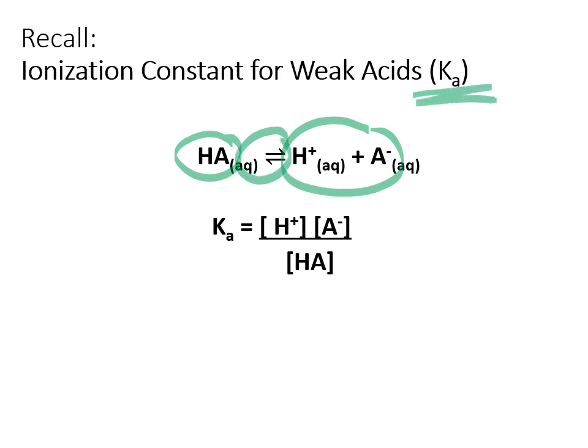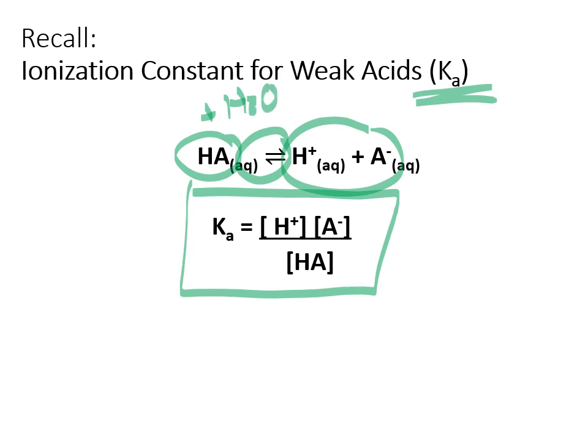So of course we can set up an equilibrium expression for this reaction. And just like any other equilibrium expression, it's the concentration of the products over the concentration of the reactants. You may notice that water is not included in this reaction. We could put it on the product side as H2O. And of course, if we did that, this hydrogen should really be written as hydronium.